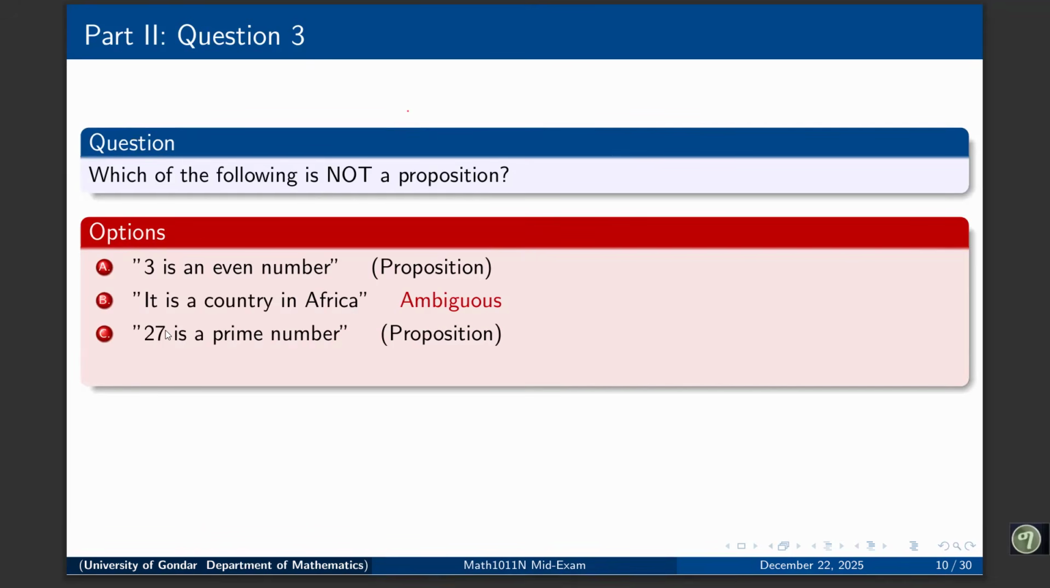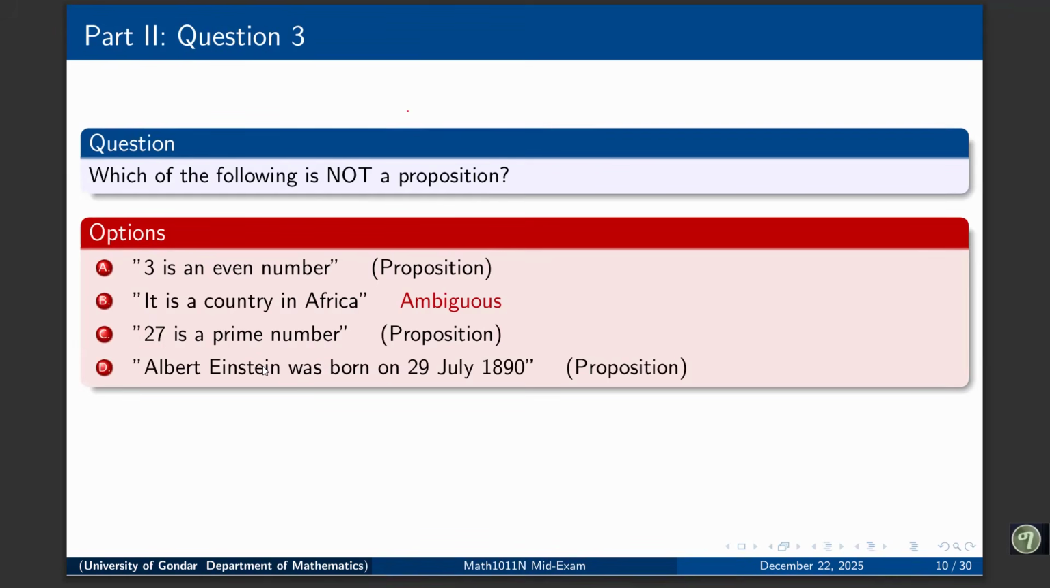And the next one, 27 is a prime number. It's again a proposition. And the last one, Albert Einstein was born on 29 July 1890. It's also a proposition. So the only thing which is not a proposition is B, because of the ambiguity, because we don't know whether a country or an individual is represented by it. Because of this ambiguity, it is a country in Africa cannot be answered as true or false, so this is not a proposition. Therefore, the answer is B.